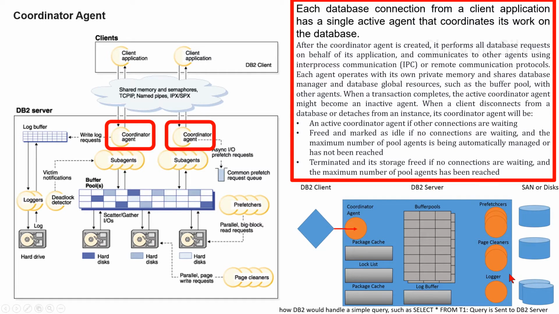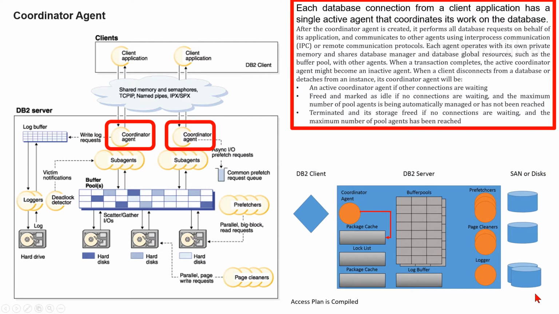Here we are considering a query sent to the DB2 server. First, the client sends the query to the server. A coordinating agent is either allocated from a pool or created to serve each application when it connects. There is only one coordinator agent for each query. Different coordinator agents exist to serve other queries on other connections. Each connection has only one coordinator agent.